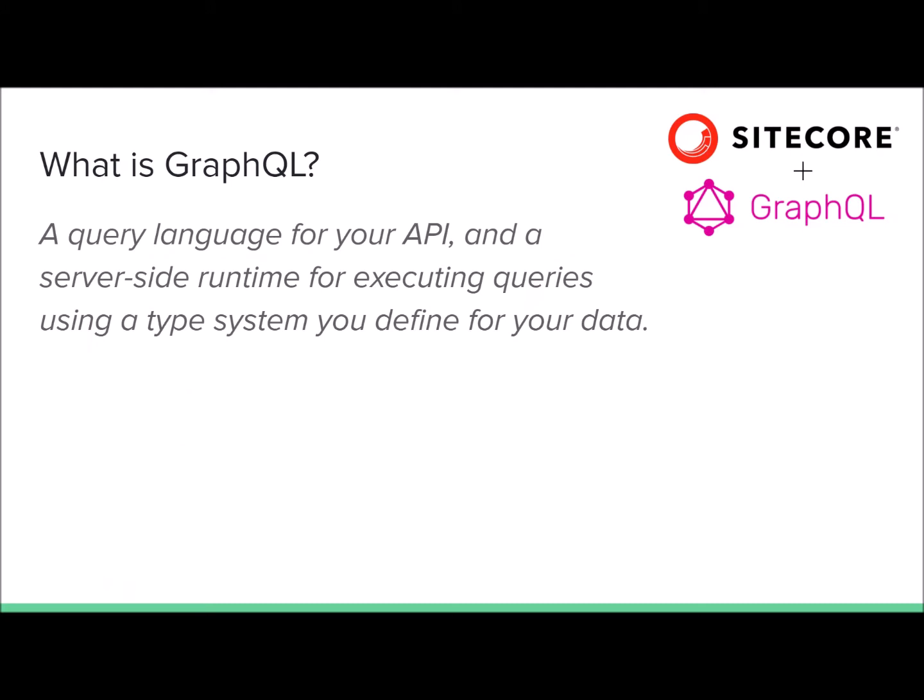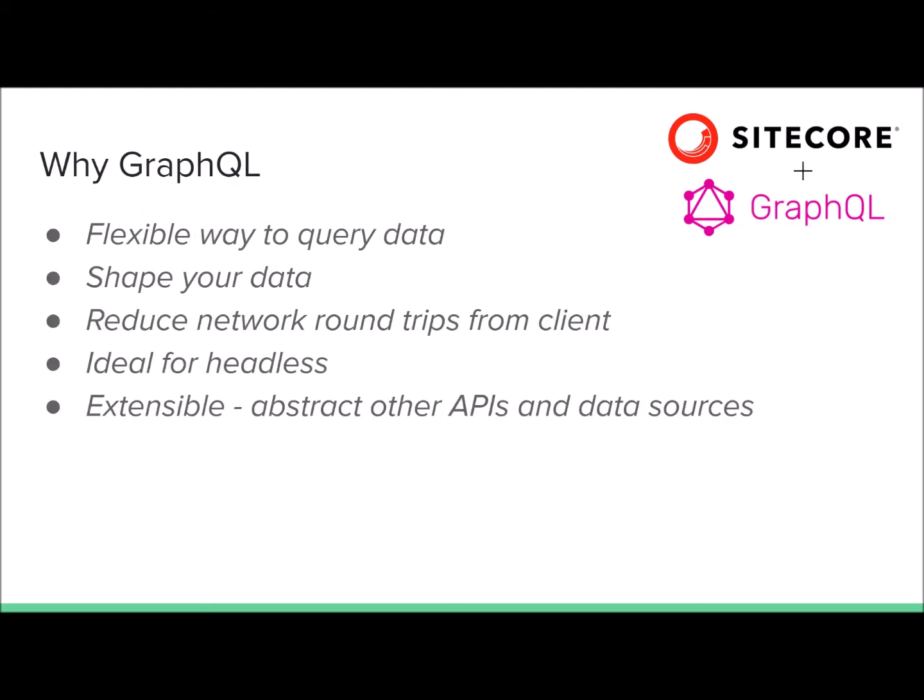So what is GraphQL? It's a query language for your API, and it's also a server-side runtime for executing those queries using a type system that you define for your data. In Sitecore XM, that's going to be templates and items. Why would we use it? Well, it's a very flexible way to query data. You can shape the data to suit your needs and also reduce network round trips from the client by creating one big query rather than lots of little ones, which makes it ideal for headless solutions.